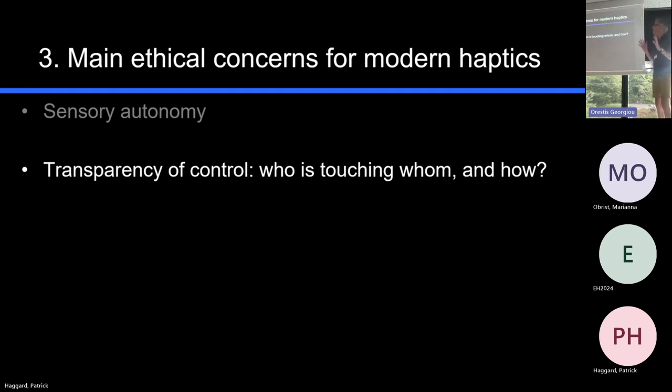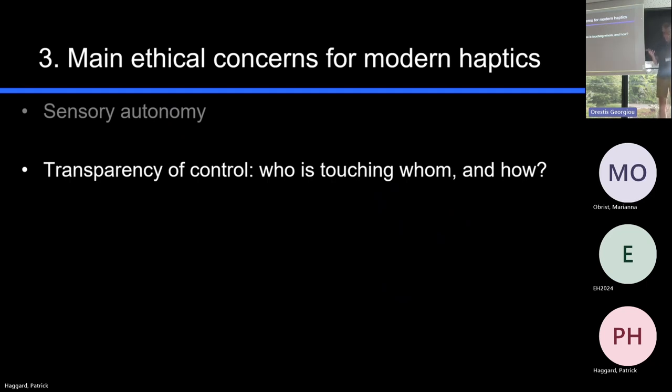Okay, so I'm just going to rattle through now some of the main ethical concerns that we've identified for modern haptics in a recent paper, and I'll give you the coordinates of the paper at the end. So sensory autonomy is the main one, which I've already talked about. There are a few other things which I think are really important to remember in ethics of digital touch. The first one is transparency. So who is actually controlling the tactile stimuli that the user is getting?